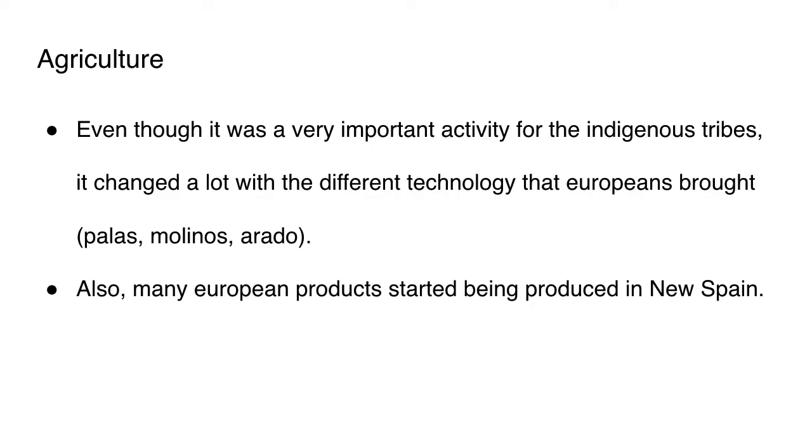The first one is agriculture. Remember that every Mesoamerican culture was very focused on agriculture. It was a very important activity. Well, during the viceroyalty, it continued to be a super important activity, but it changed a lot with all the technology that Europeans brought. For example, they brought palas, molinos, arado, this technology that had the horses that were brought by Spaniards pulling things and combing the earth, making lines so they could start planting seeds. That is arado. So there were many different technologies in agriculture and also many different products brought from Europe.